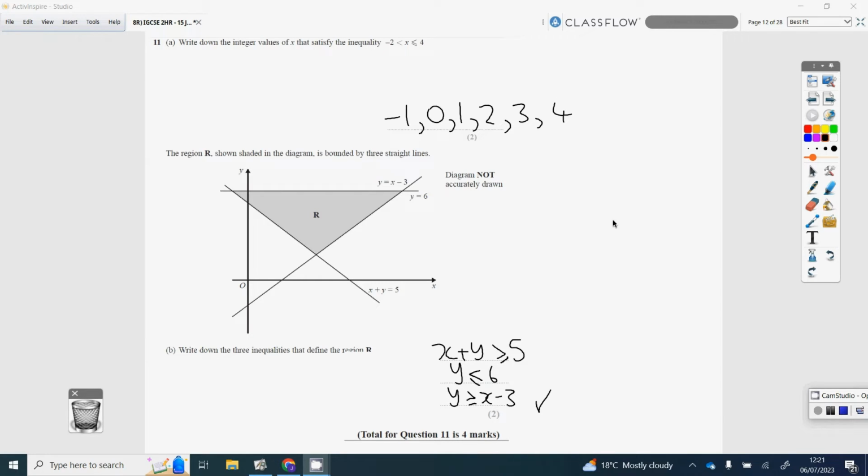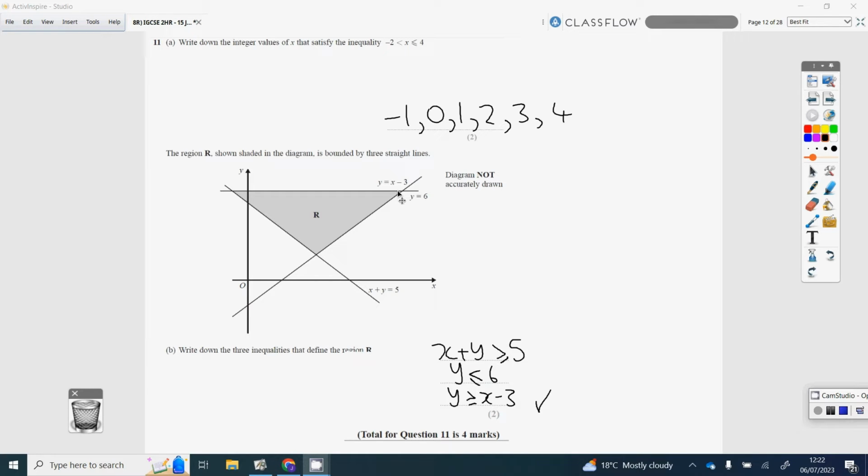Now for part 2, they've given us all the lines, so we could just consider those like fences around a field. And we've just got to write down which side of these fences our region R is. So one thing to note, all these lines are solid lines. They're not dotted, so all our answers are going to include equal signs. So taking these in turn, x plus y equaling 5. Well, we're above that. So x plus y is greater than or equal to 5.